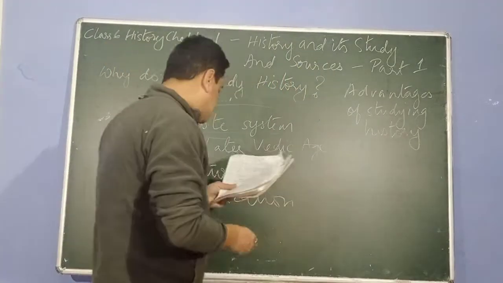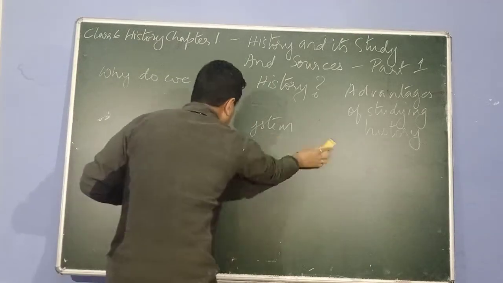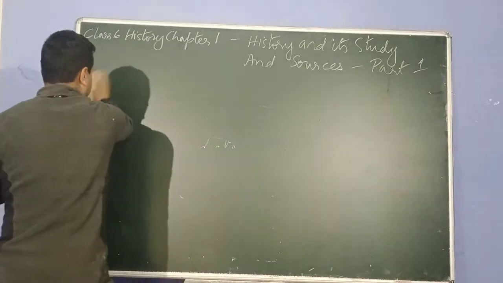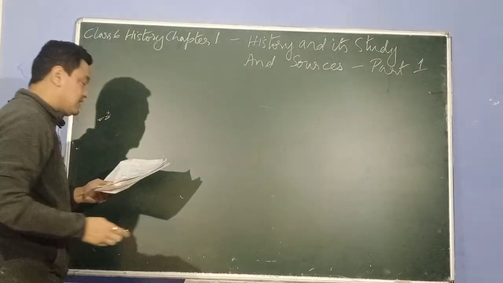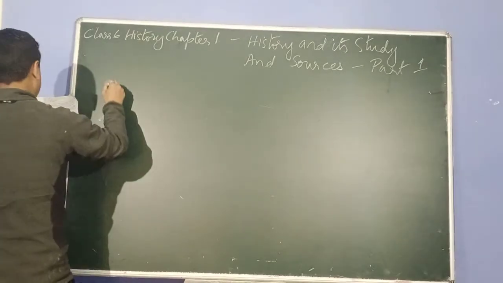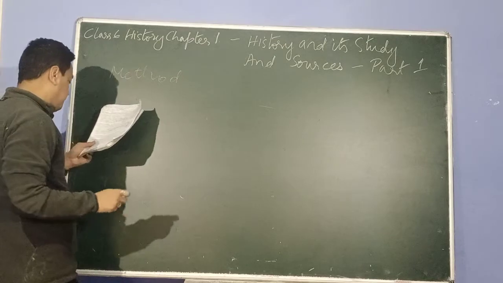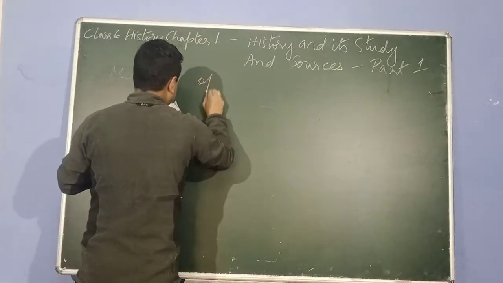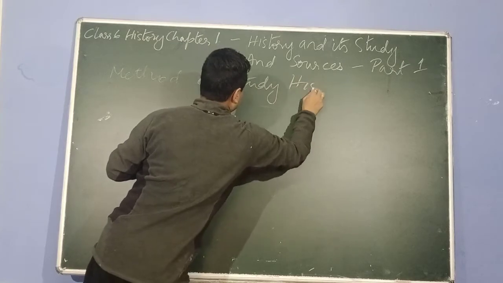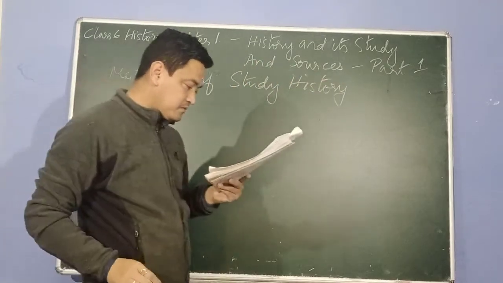Now we are moving on to methods of studying history. You can follow your book from page number 1 to 2. If you have the books, otherwise I'll send the PDF file through WhatsApp. Now we are studying the second heading of history. How do we study history? Method of studying history.